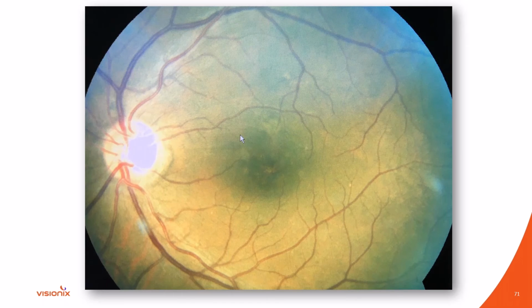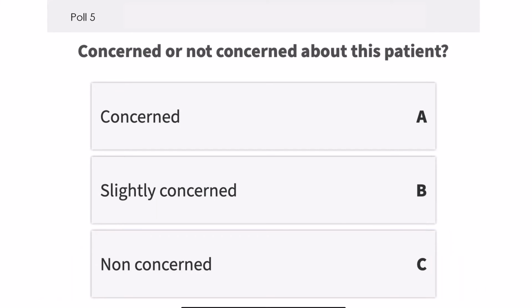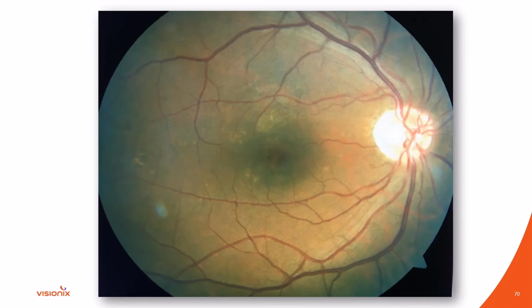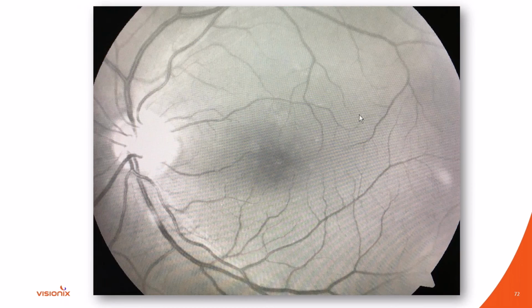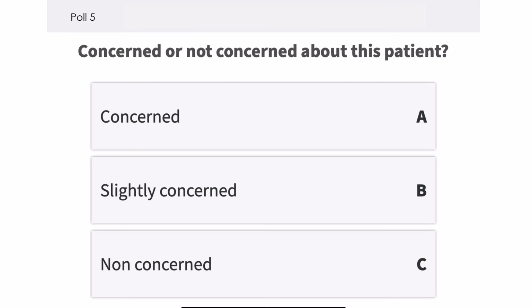Let me show you the OCTs. There are the OCTs in both eyes. Again, back of the right eye, back of the left eye. Definitely a different picture than case number 1, where we were highly suspicious just based on the OCTs. But it's going to be the same question for poll number 5, based on the OCTs that you see here and based on the fundus photos, right eye, left eye. OCTs, 20/20 in the right eye, 20/40 in the left eye.